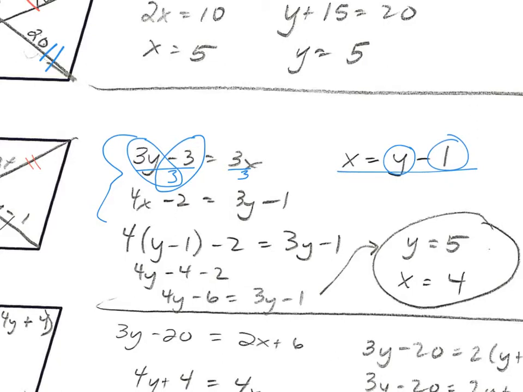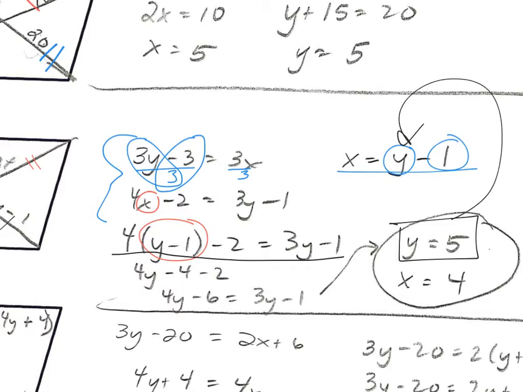So in this second equation, instead of writing x, right here, we write y minus 1. So it is 4 times y minus 1, minus 2 equals 3y minus 1. And so you solve for y in this problem and get y equals 5. In order to get x, you plug it back in. So this goes back to algebra with solving systems of equations.